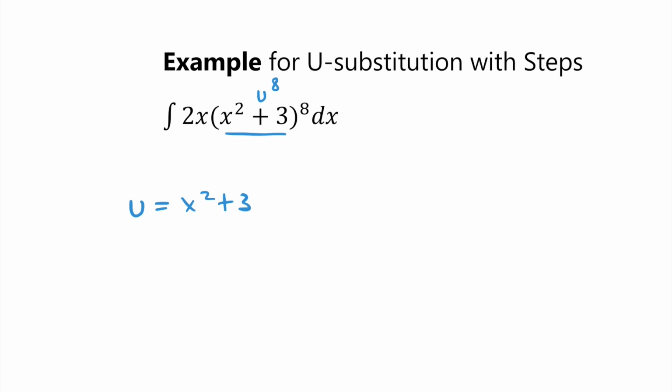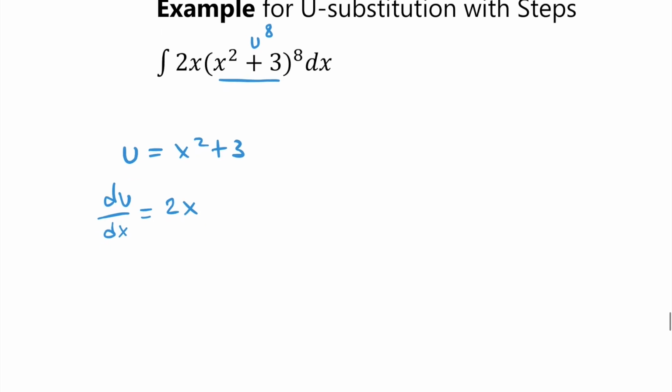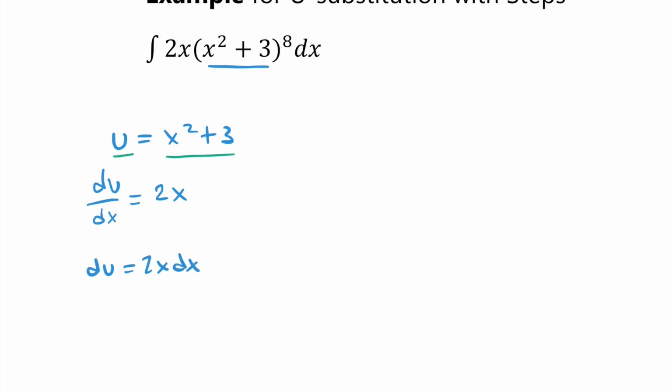So what I'm going to do is find the derivative of u with respect to x, and that's going to give me 2x. And I'm going to move the dx over, so du equals 2x dx. Through rearranging this, I notice now that wherever I see x squared plus 3, I can substitute in u for that. So u to the 8th power. Wherever I see a 2x dx, I can substitute in a du for that.